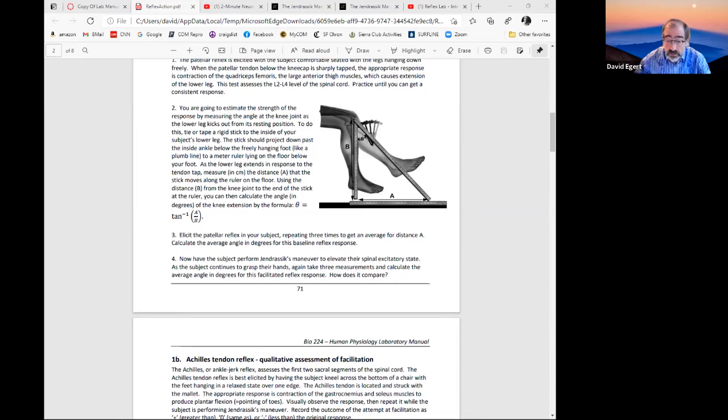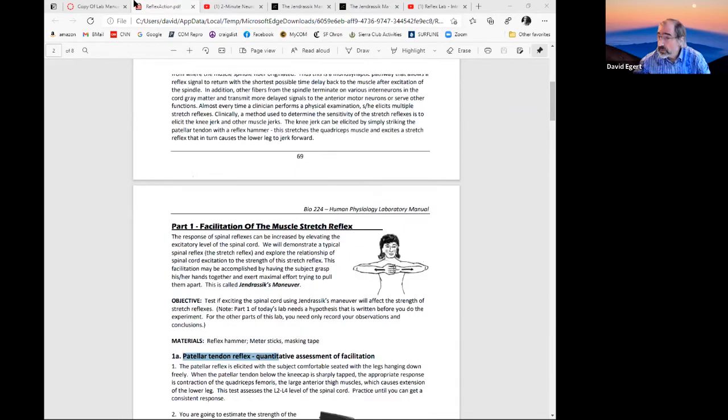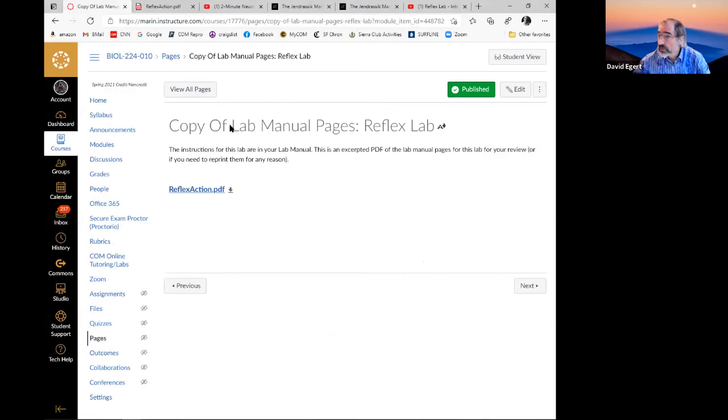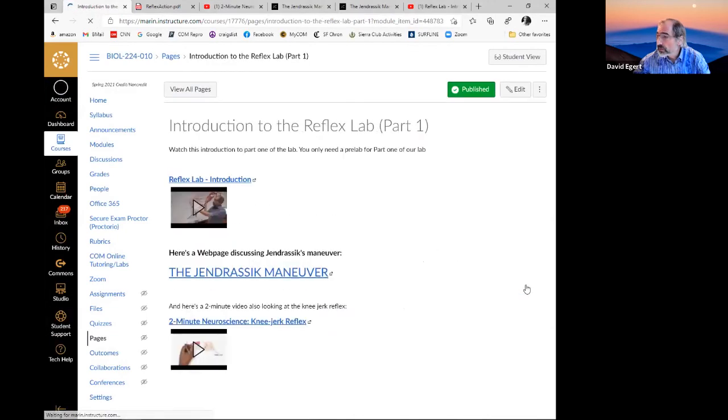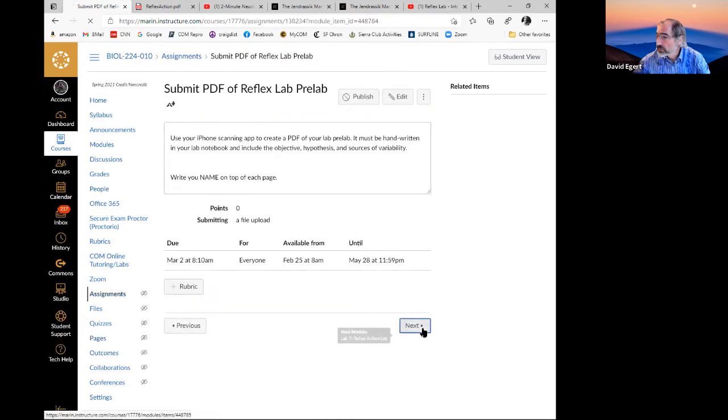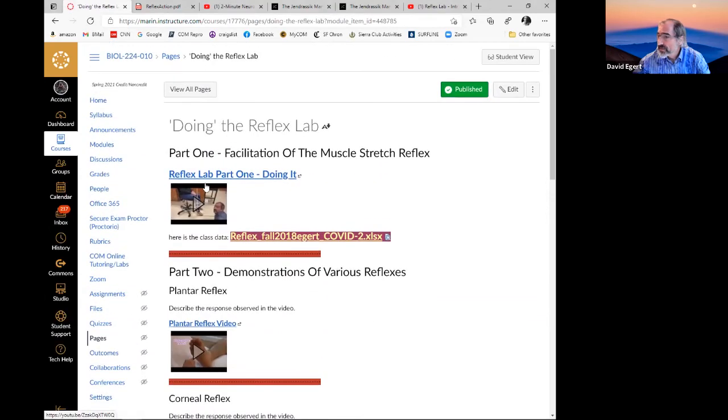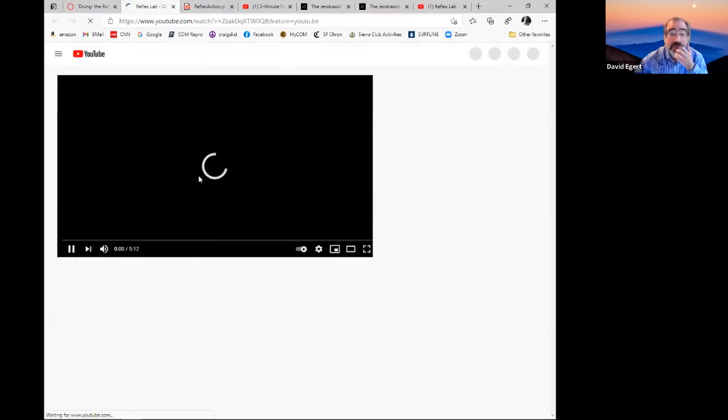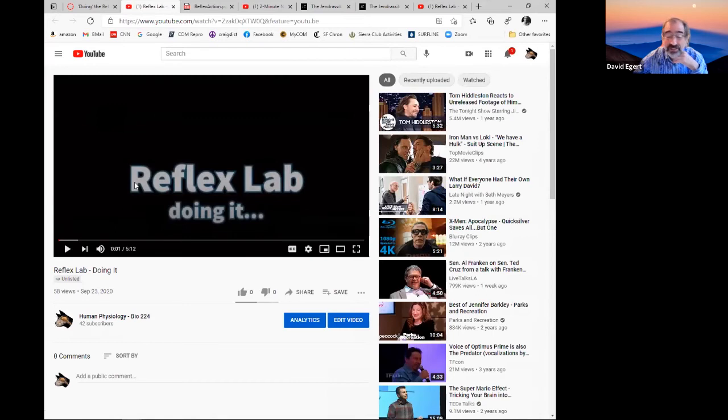So I'm going to new share. Okay, Reflex Lab, part one, doing it. All right, so this is what it looks like. I still feel you definitely are missing out, not being able to kind of whack each other with hammers and stuff. It's fun.